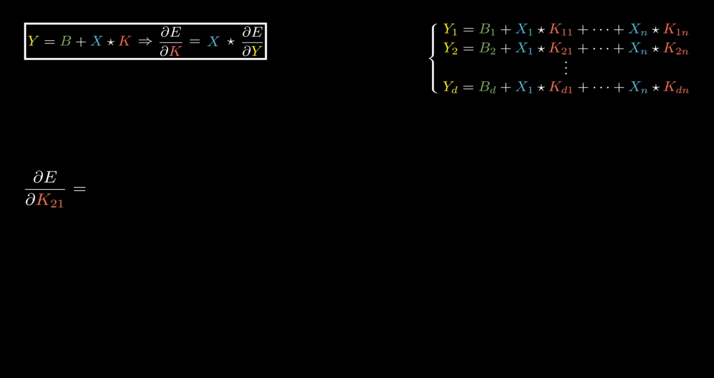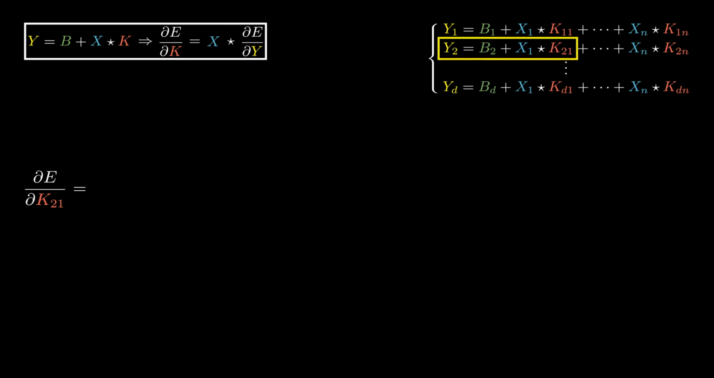Instead, we are going to use our helper to solve this problem. Look at the forward propagation equations on the top right and look for k21. It appears only in the second equation, and since the derivative of a sum is the sum of the derivatives, as far as k21 is concerned, y2 only boils down to this.